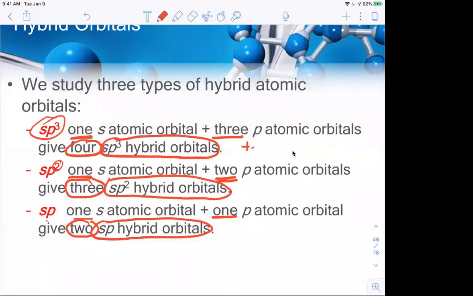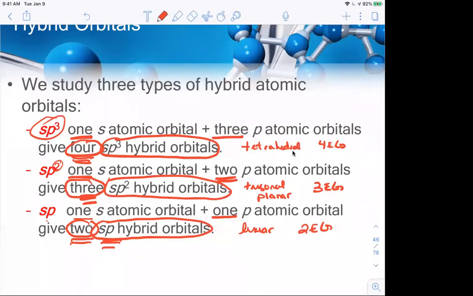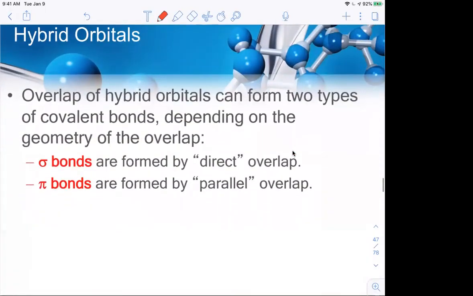Remember, this is tetrahedral, and I have four electron groups. I have four orbitals. This is trigonal planar. I have three electron groups. I have three orbitals. And this one is linear. I have two electron groups, and I have two sp orbitals. So this is all hopefully coming together in your head.